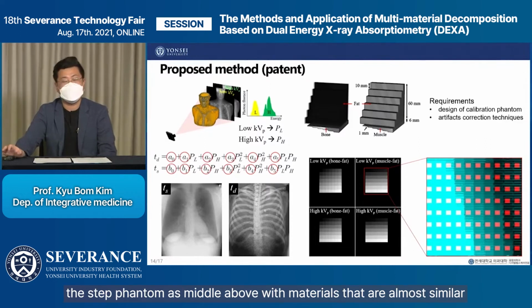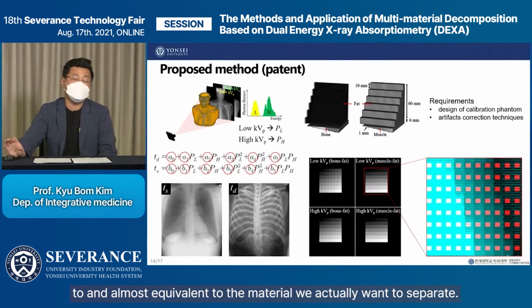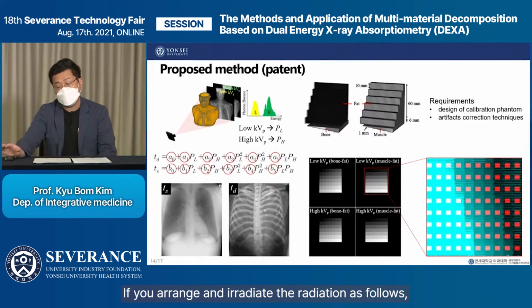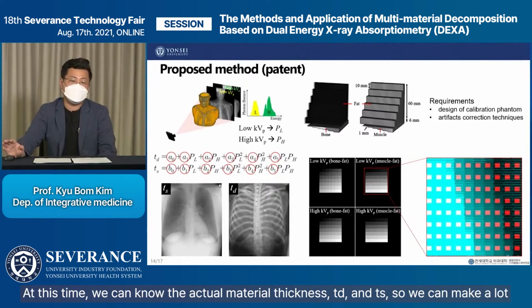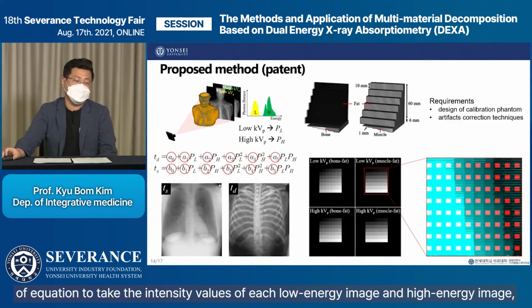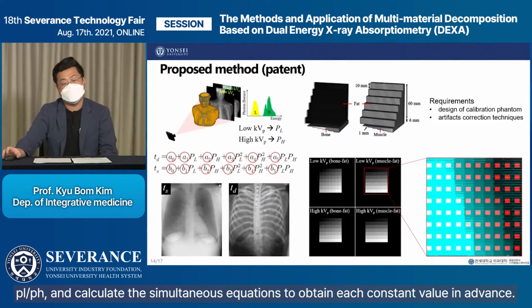We manufacture the step phantom, as in the middle above, with materials that are almost similar to, almost equivalent to, the material we actually want to separate. If you arrange and irradiate the radiation as follows, you will get the radiation images as shown in the lower middle. At this time, we know the actual material thicknesses, TD and TS, so we can make a lot of equations using the intensity values of each low energy image and high energy image, PL and PH, and calculate the simultaneous equations to obtain each constant value in advance.